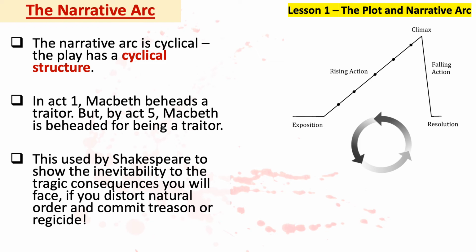Now, the narrative arc is cyclical, okay? In Act 1, Macbeth beheads a traitor, but by Act 5, Macbeth is beheaded for being a traitor. And that's really important because it's used by Shakespeare to show the inevitability of the tragic consequences you will face if you distort the natural order, if you go against the divine right of kings, if you commit treason or regicide, you will be punished. If you are a traitor, no matter how noble, no matter how respected, you will face the consequences. And that cyclical structure is used to show and emphasise that.